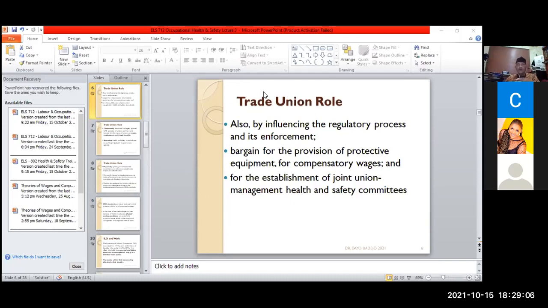And unions are always at the forefront. And when unions are involved, they will make sure that things are done in the proper way. They will not want to shortchange their members. They will also put management on their toes to ensure that they are doing proper things and in line with the regulations, with the law.